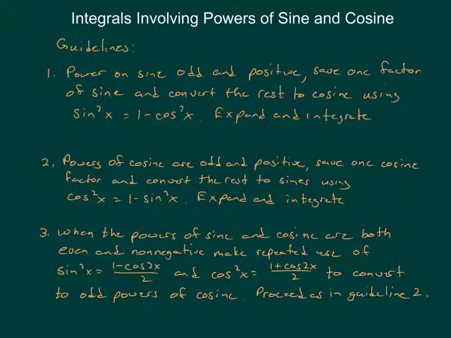And number three is where you're dealing with powers of sine and cosine that are both even. Up here, it was easy because we could look at which one was odd. If both were odd, we have our choice. We can do either one.